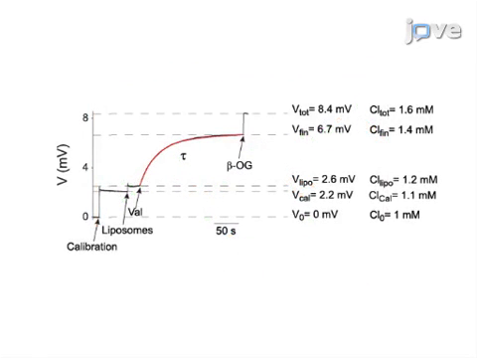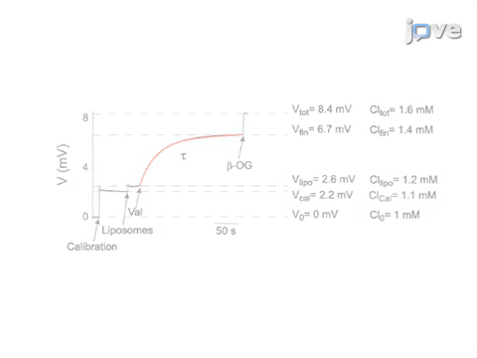Ultimately, by measuring the rate of chloride efflux from proteoliposomes reconstituted with a purified channel or transporter, it is possible to quantitatively determine the unitary transport rate and the stoichiometry of the active protein complex.